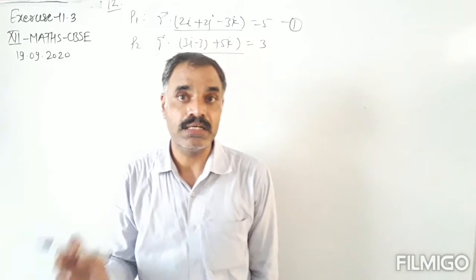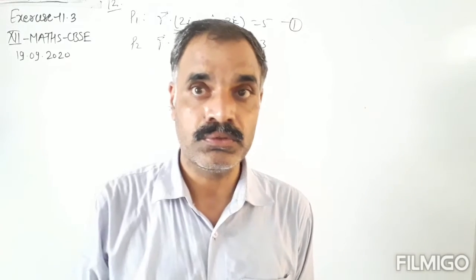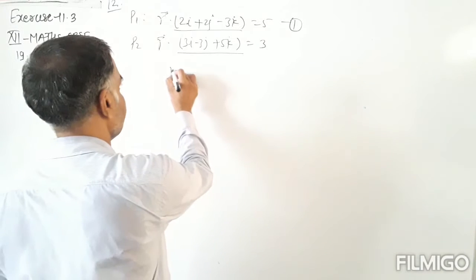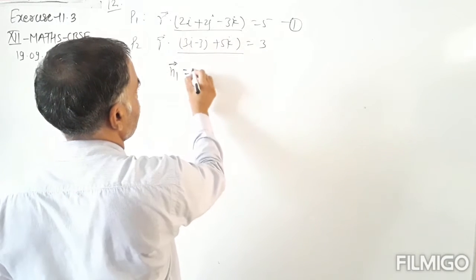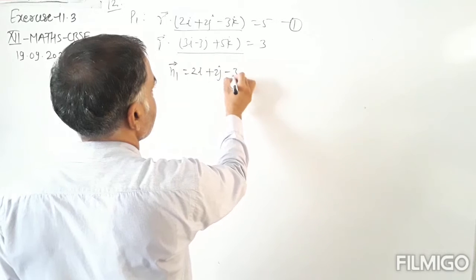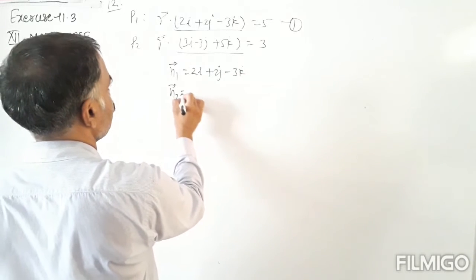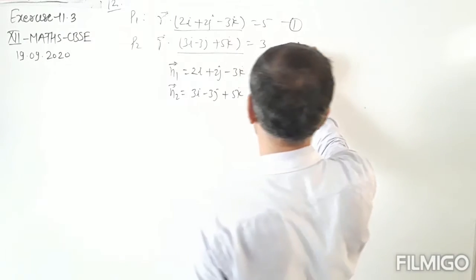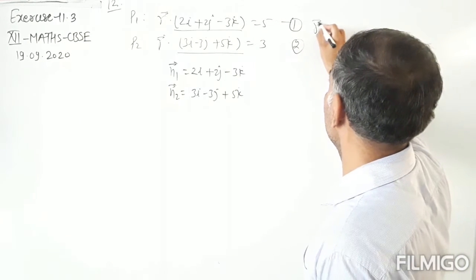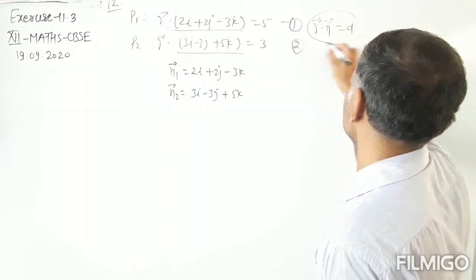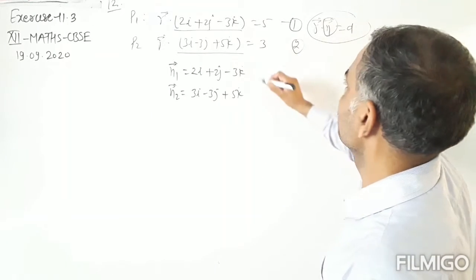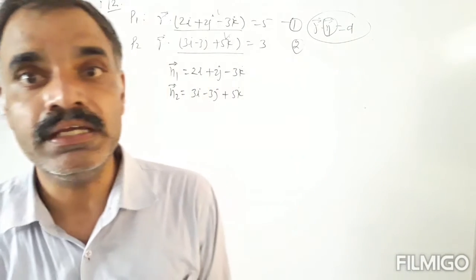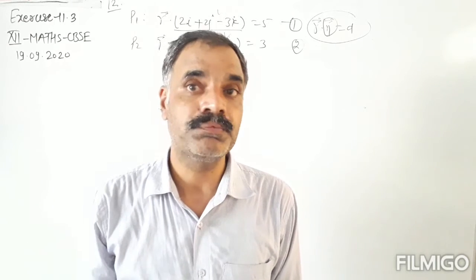The angle between two planes is the angle between their normal directions. So what are the directions of the first plane and the second plane? They are n1 vector, that is 2i cap plus 2j cap minus 3k cap, and n2 vector, that is 3i cap minus 3j cap plus 5k cap, comparing both equations with r vector dot n vector equals d. So n1 vector in the first plane and n2 vector in the second plane means the direction of the plane is given to us. Now we have to find the angle.